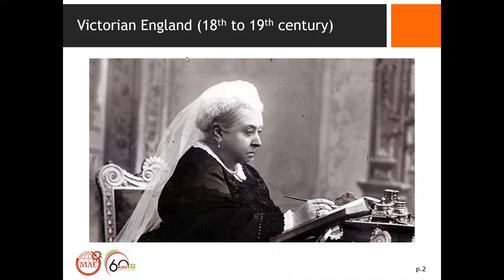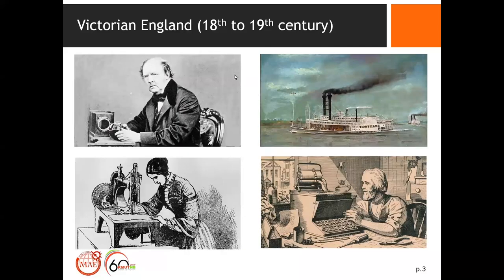Why do I need to mention this? Because the first industrial revolution happened in England. And this photo shows Queen Victoria, whom this period of time is named after. Victorian England lasted from the 18th to the 19th centuries, and this photo shows that many modern things were developed in that period of time.